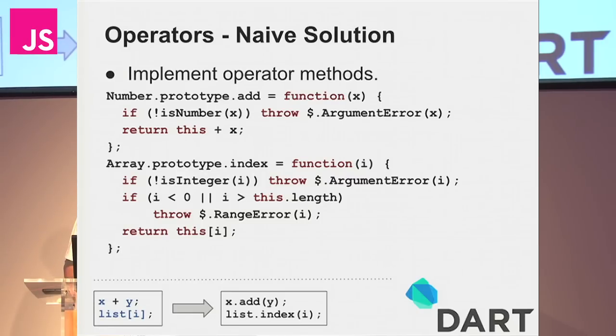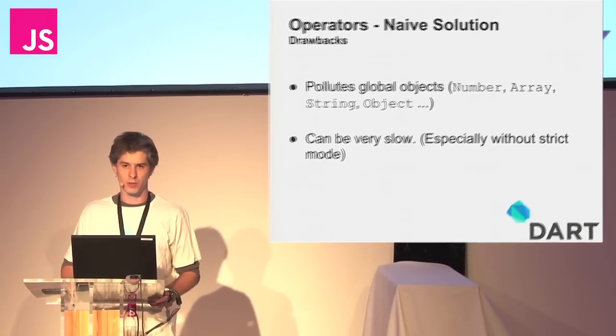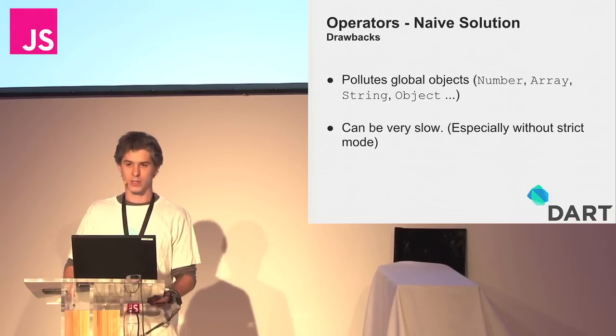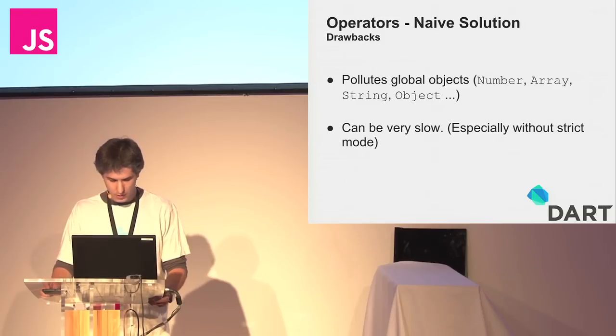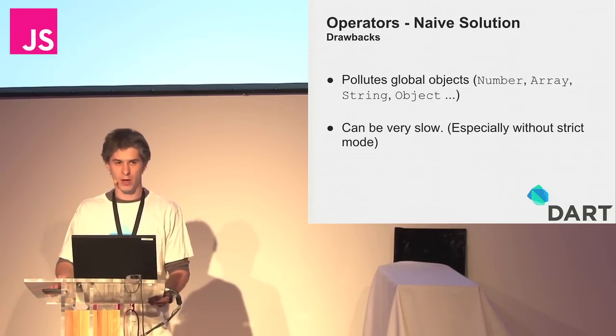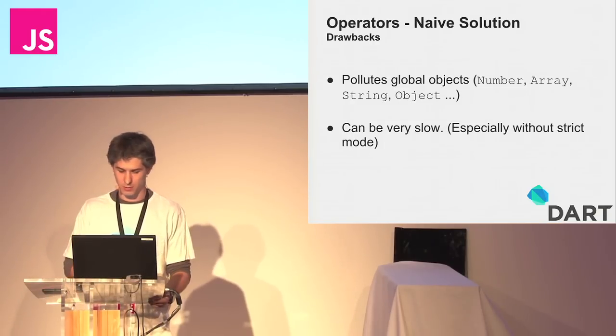So I have two examples down there. x plus y would then be compiled to x.add of y, and similarly the index operator list i would be a method call on the list. The drawbacks of this solution is that it pollutes the global objects, which is something we really want to avoid, and it also can be very slow, especially if you don't have a strict mode. The reason is that when you do a method call on a number or booleans and so on, it will box the object before it can do the actual method call.